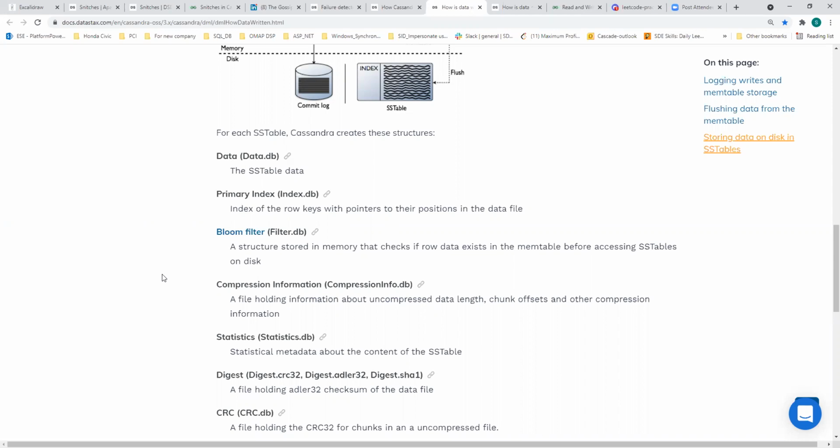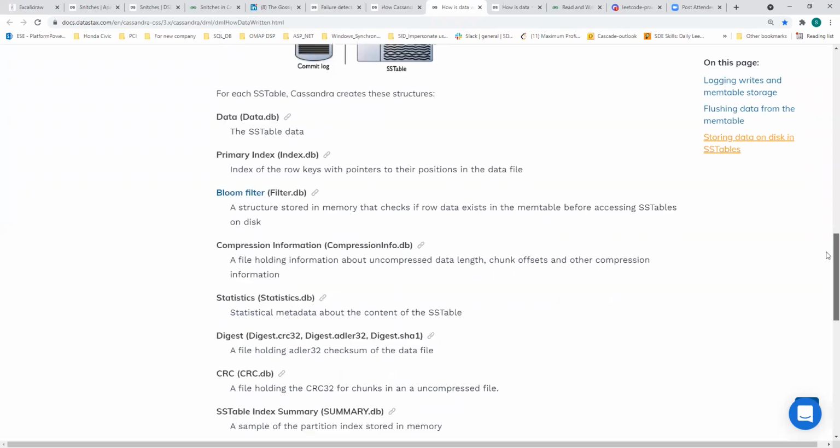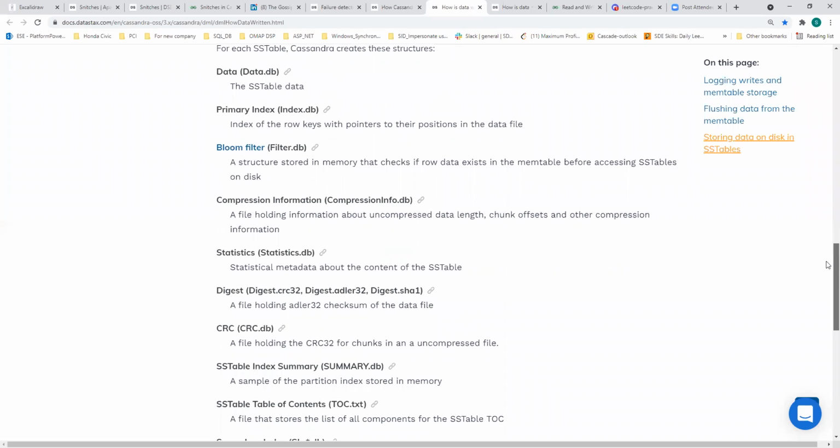So this Bloom filter is usually in memory, and it checks if the row data exists in the mem table before accessing the SS tables on the disk. I think this is for read, right? We'll come to that later. Deduplication, I think. I mean, duplicate rows should not be there, right? That's why I think Bloom.